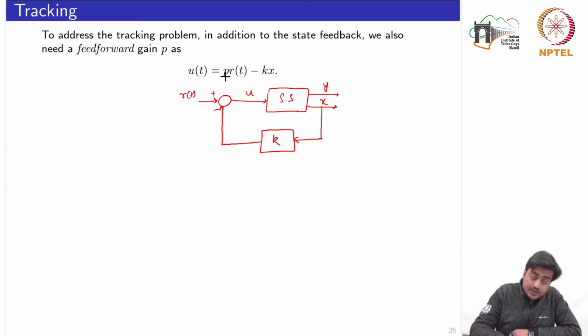But here we have also introduced another degree of freedom by P, which would turn into another gain P on a reference signal R. Okay, so now we have two degrees of freedom for designing the controller. One is the state feedback gain K and another is this P. So this is the control structure.